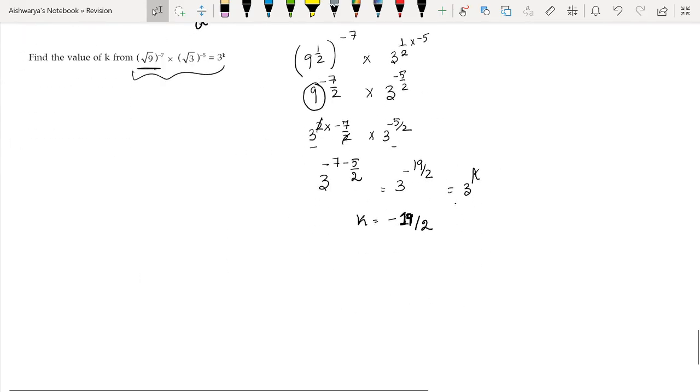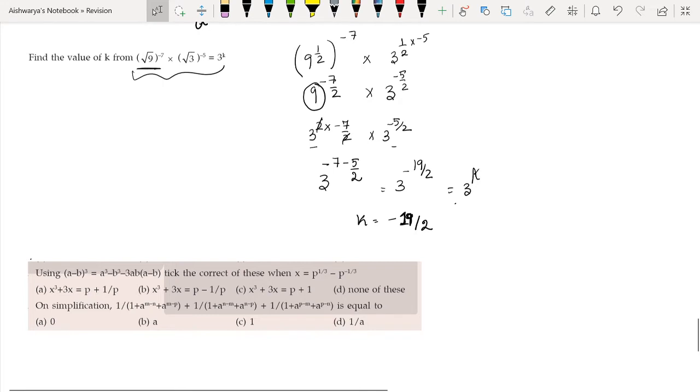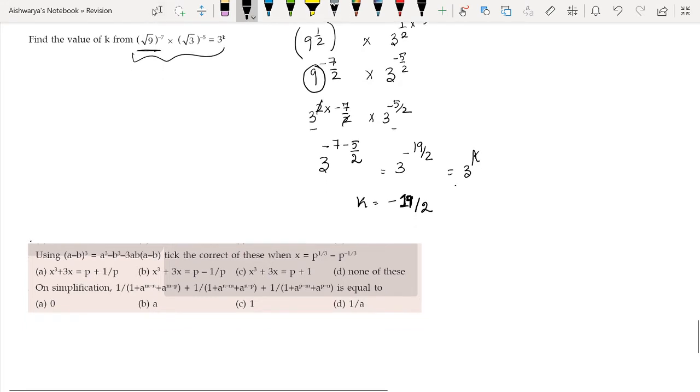Let's go to this question. These two questions I'm going to solve now. These two are slightly tricky ones. Let's solve this. First, let's look at this first one.